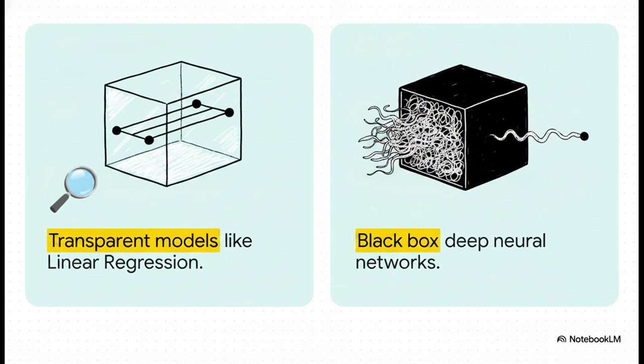Now, I should mention there's a pretty big downside here. These deep neural networks operate as what we call a black box. To give you an idea, if you use a transparent ML model like linear regression, you can easily look under the hood and see exactly which variable caused a specific outcome.